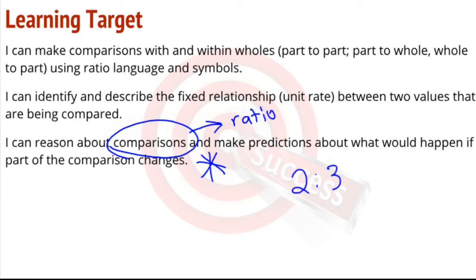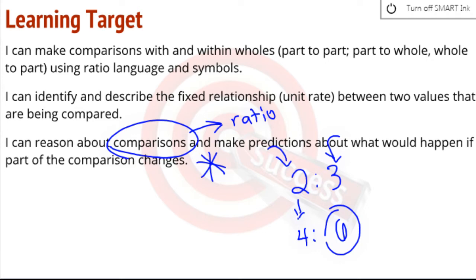So in ratios, we've got two parts. So what would happen if this first part changes from a 2 to a 4? What happens over here to the second part? And of course, that would be a 6.